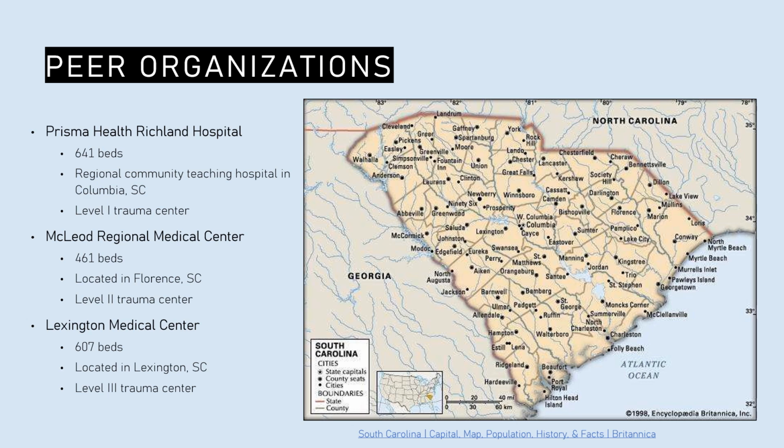Peer organizations were selected based on bed size. Prisma Health Richland Hospital is a regional community teaching hospital located in Columbia, South Carolina. It has 641 beds. McLeod Regional Medical Center has 461 beds and is located in Florence, South Carolina. And finally, Lexington Medical Center is located in Lexington, South Carolina, and has 607 beds.